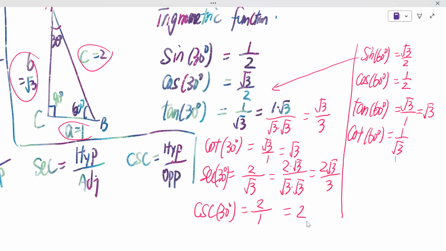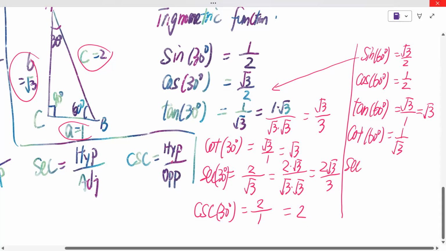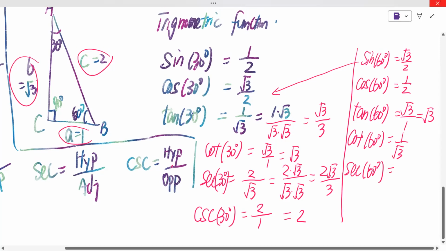And then also secant 60 degrees, and secant is the reciprocal of the cosine, right? So it'll be 2 over 1. You can say secant will be the hypotenuse 2 units over adjacent 1 unit. So that's 2. And then cosecant 60 degrees will be hypotenuse 2 over the opposite, radical 3. And to rationalize, we multiply both top and bottom by radical 3. So we end up with 2 radical 3 over 3.